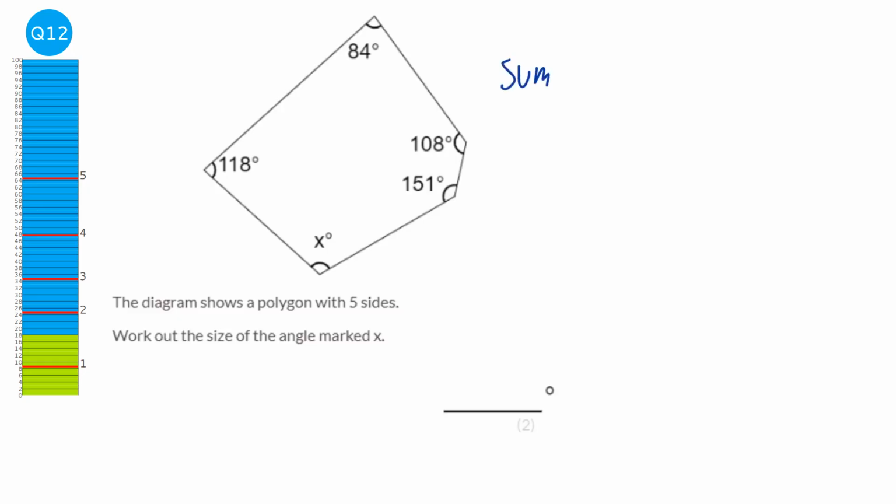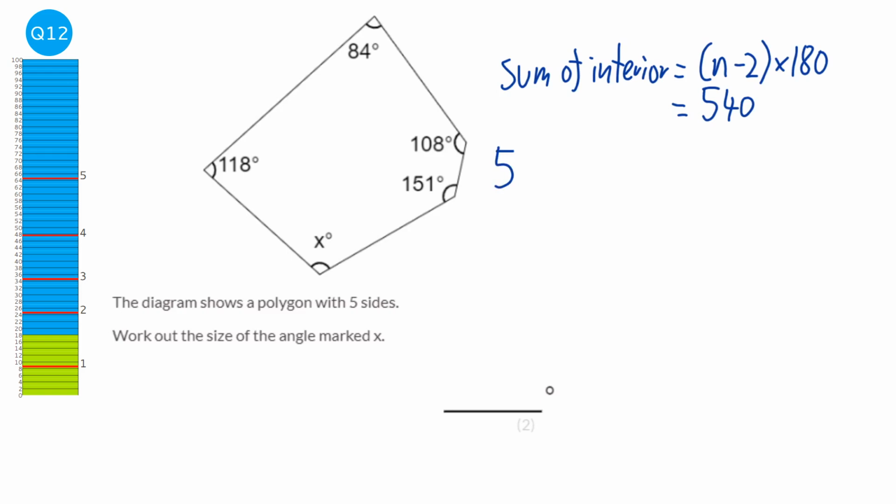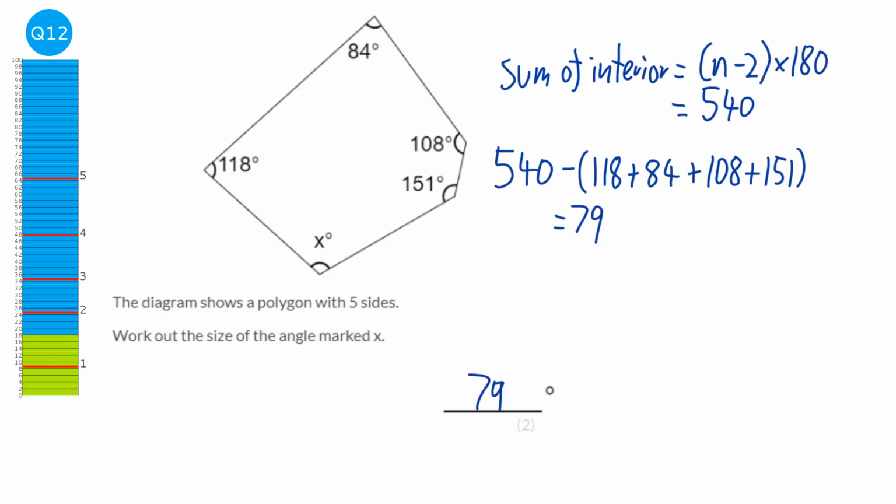Okay, first of all we need to work out what the interior angles would add up to. So the sum of the interior angles is equal to n minus 2 times 180. Now n is the amount of sides, and it has 5 sides, so it would be 5 take away 2, which is 3, and then times 180, which would be 540. So we know it will add up to 540. So all we need to do is get that 540 and take away all the angles that we know. So the 118, the 84, the 108, and the 151. And when you do that, you get the answer of 79.